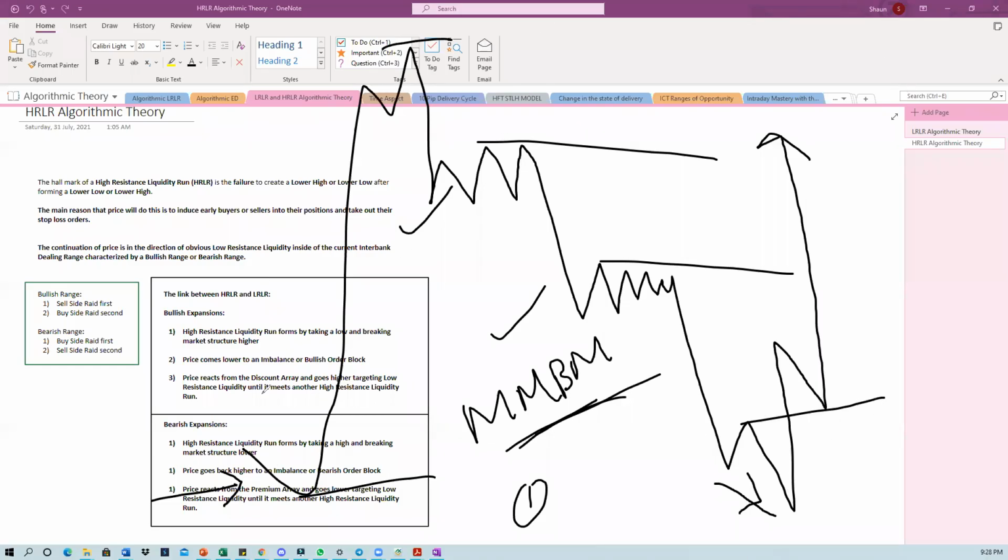And this is just an example, but you can do it in any way you want. This is just an example to show you exactly how the market maker buy model works. Okay, it's algorithmic. It's algorithmic.